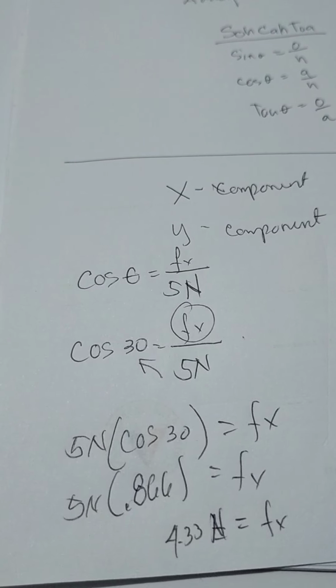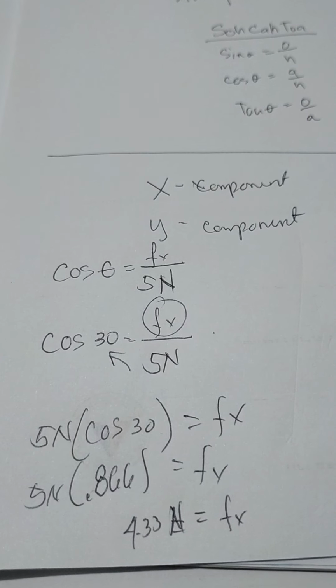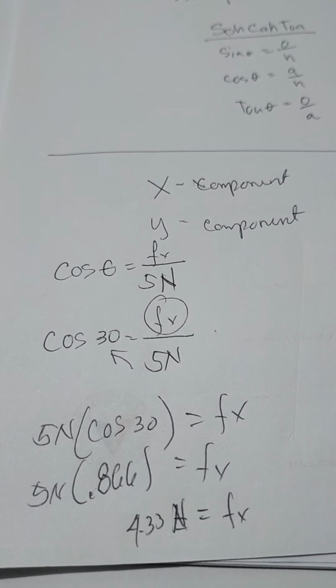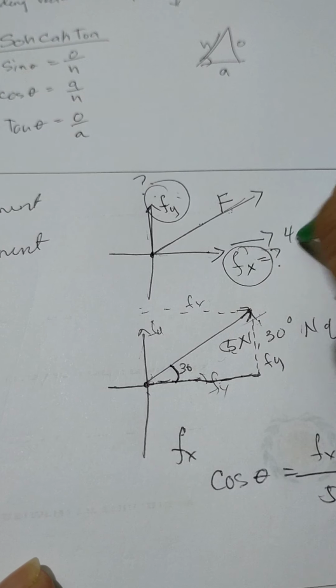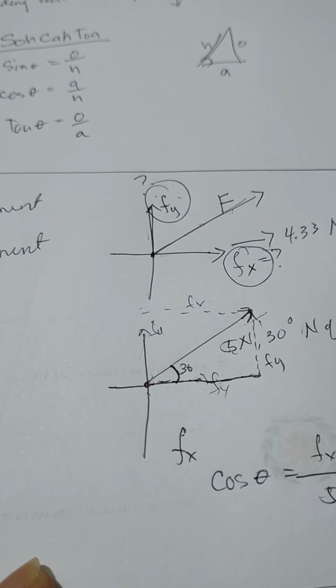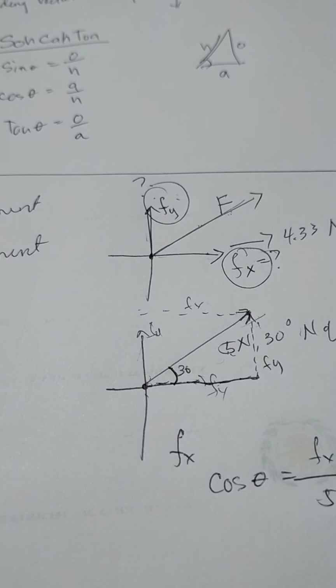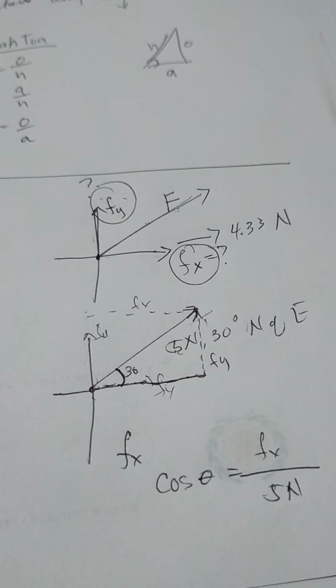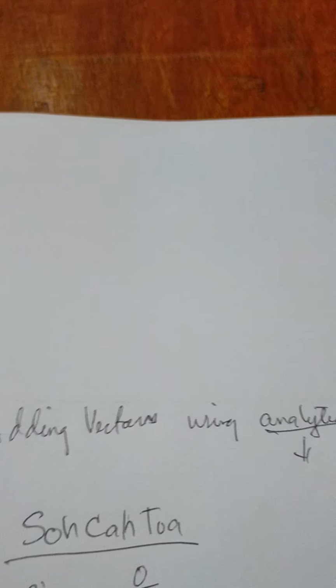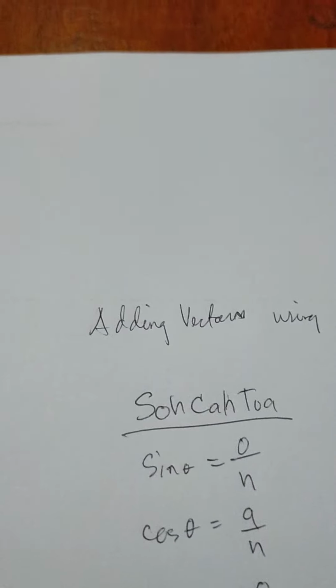Newton is your force along the x-axis. So you will now have here 4.33 Newton. Okay, that's how to find the value of the x. Now let's proceed and look for the value of y.